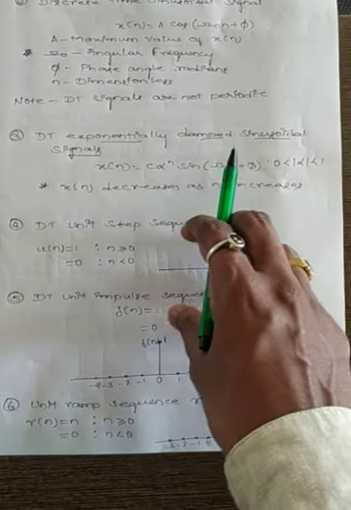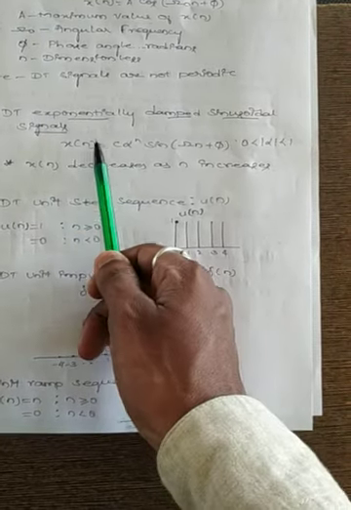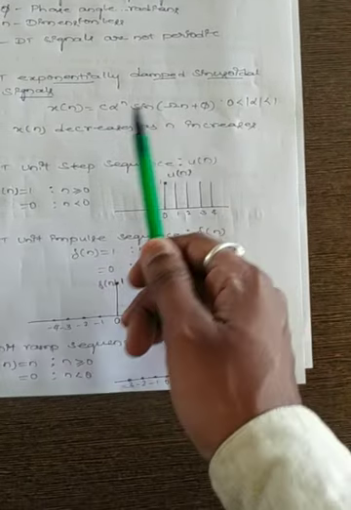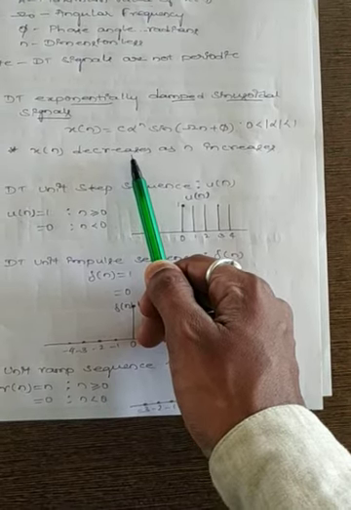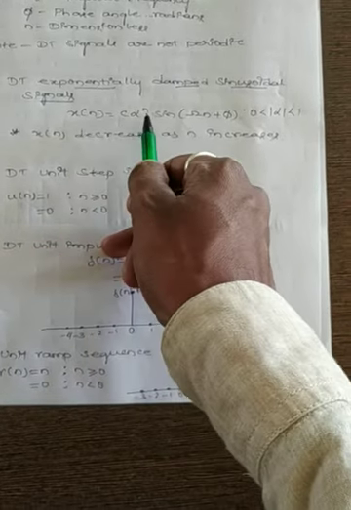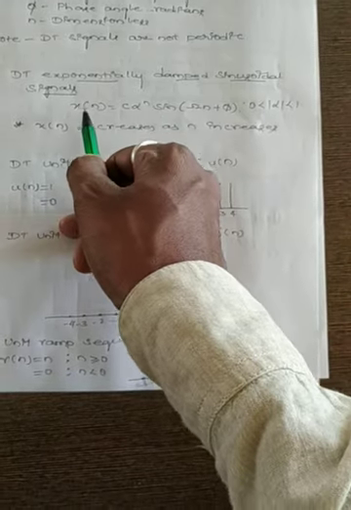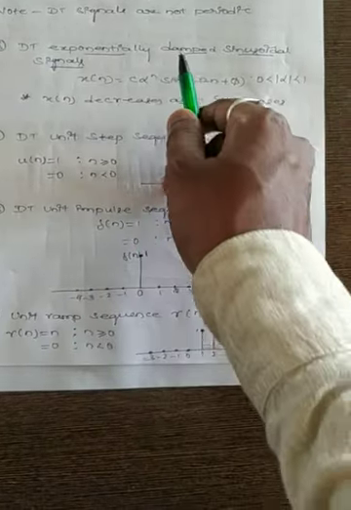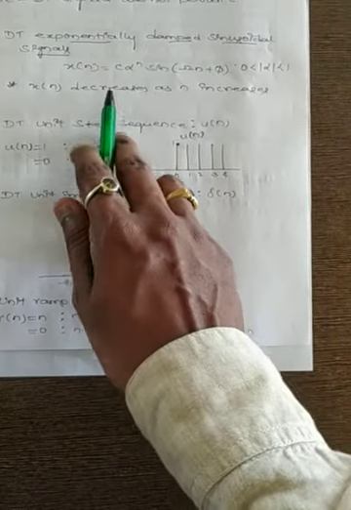Next is the discrete time exponentially damped sinusoidal signal. This is the equation: x of n is equal to c into alpha to the power of n into sin of omega n plus phi. Here x of n depends upon the value of n. So when you go on increasing the value of n, x of n is going to decrease. You just remember this equation; it will be helpful while solving problems.